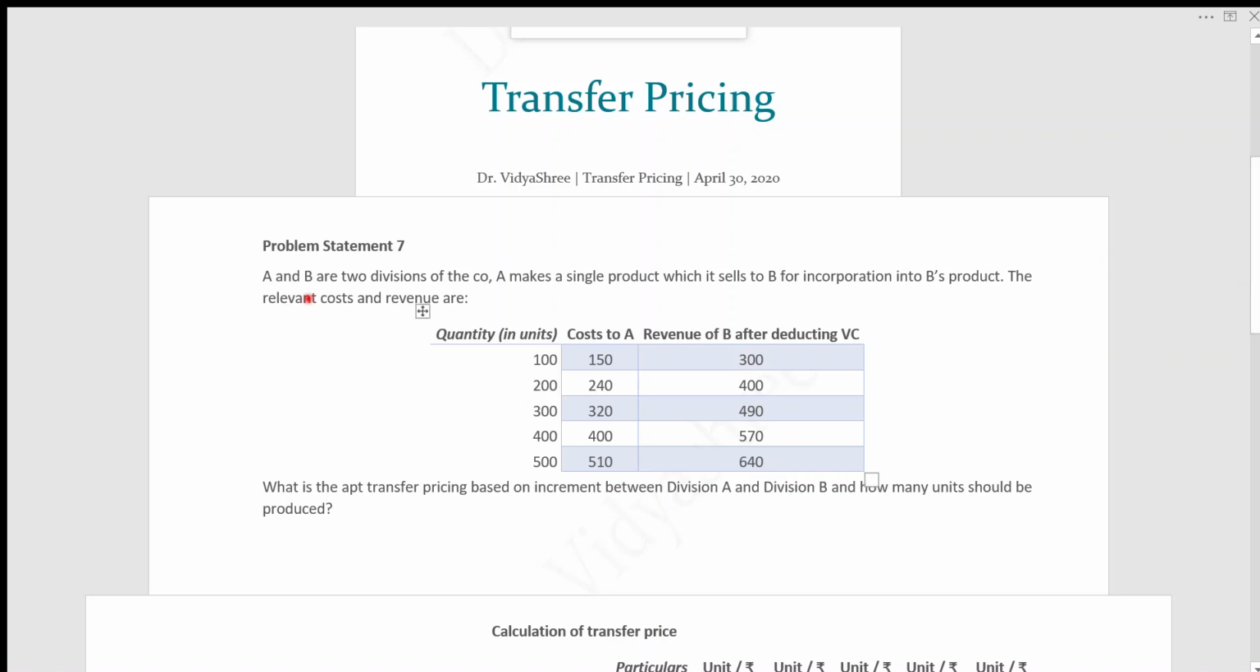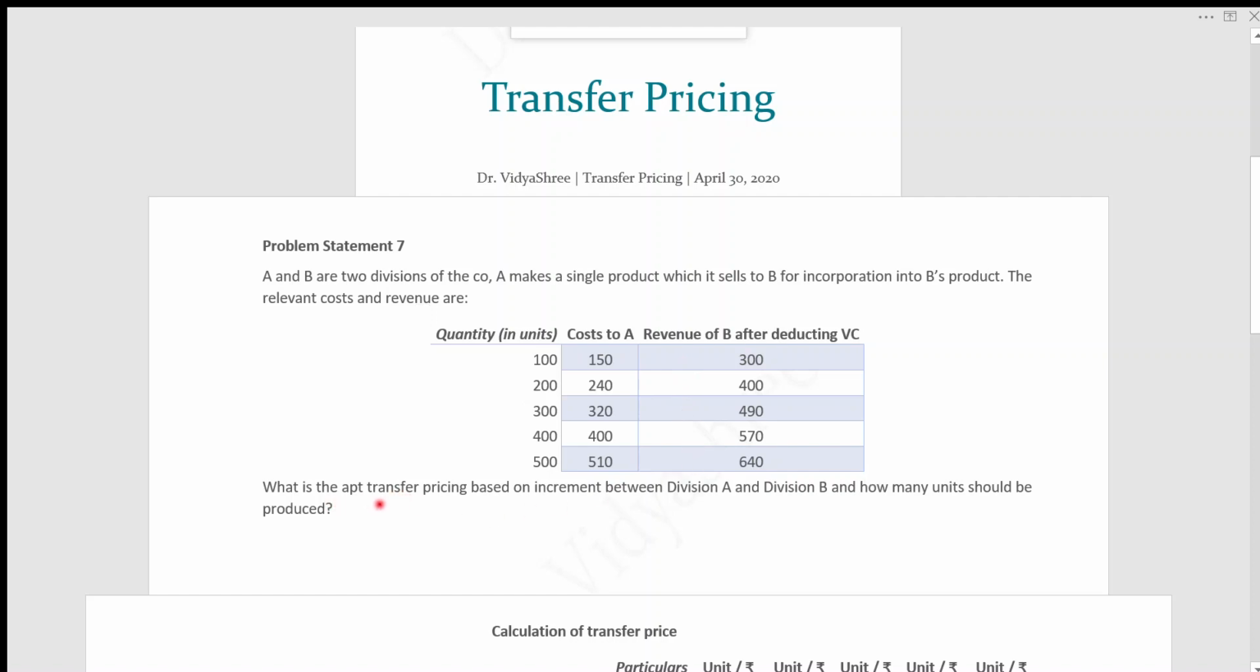Observe here, a company has two divisions, division A and B. A makes a single product which it sells only to division B. Division B is going to incorporate the product bought from division A into its manufacturing unit and produce a final product. The relevant cost and revenue are given. Quantity is given, cost to A is given, and revenue of B after deducting the variable cost is given.